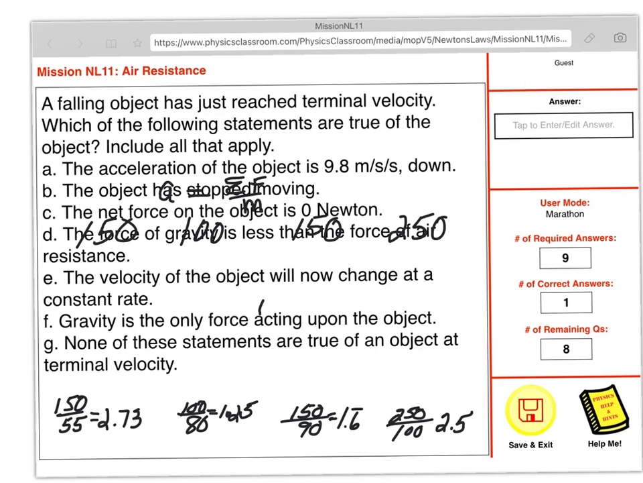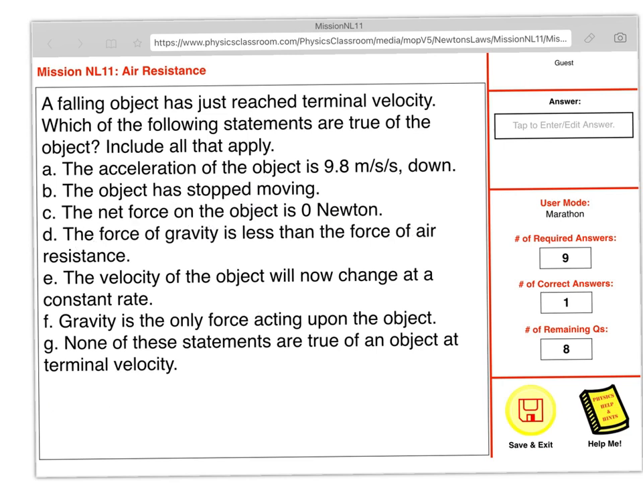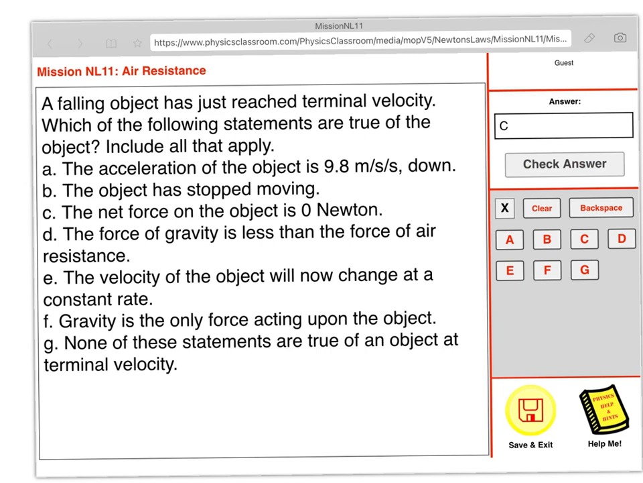Okay, we did the calculations right. Next. For learning purposes, we want to understand, not just identify the right answer, but understand why the wrong ones are wrong. So terminal velocity means acceleration 0.